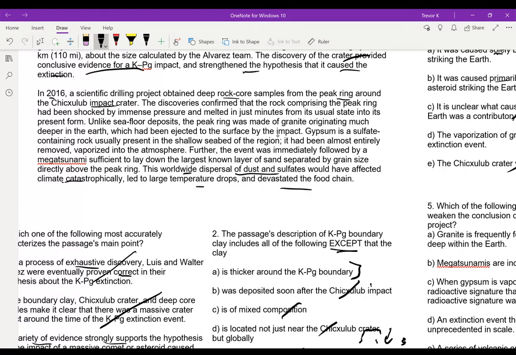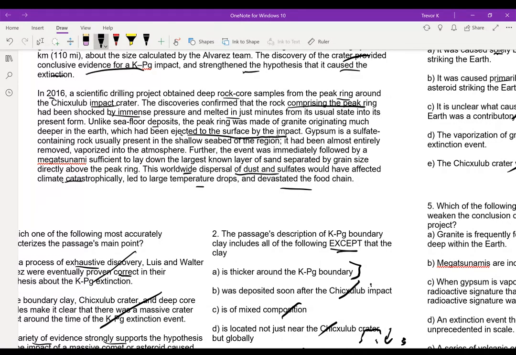Okay, so the conclusion is that the impact crater is the source of the impact and then the impact winter. And let's see, what is our evidence here? So our evidence is that the rock comprising the peak ring was shocked by immense pressure and melted in just minutes. Okay, cool. Unlike seafloor deposits, the peak ring was made of granite, which had been ejected to the surface by the impact. All right.